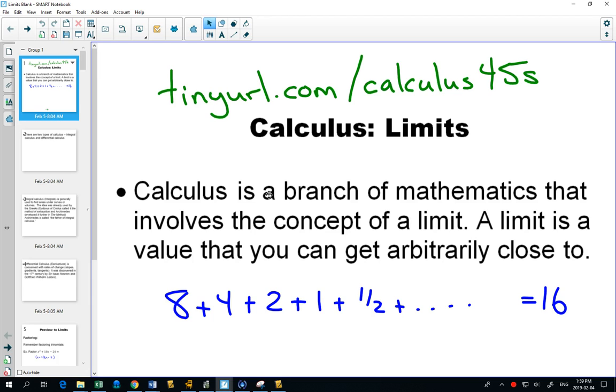So limits. Our first unit is on limits. What is the idea of a limit? It's kind of a value that you can get really, really close to. And you've had some introduction to limits in the past, when you took infinite geometric sequences way back in grade 11, and you added up numbers like 8 plus 4 plus 2 plus 1 plus a half, and you kept on going, you had a formula. Do you remember this sum to infinity formula, which was T1 over 1 minus R?